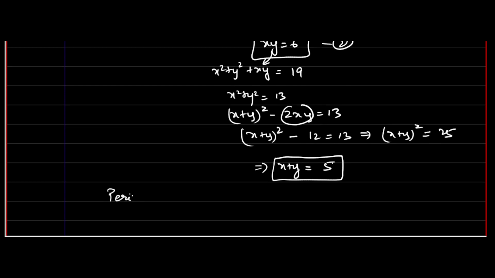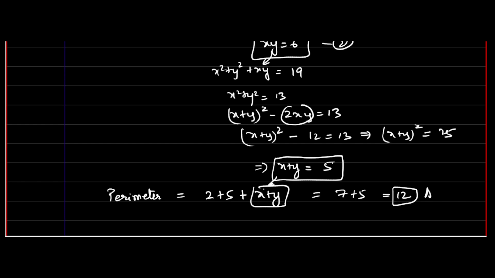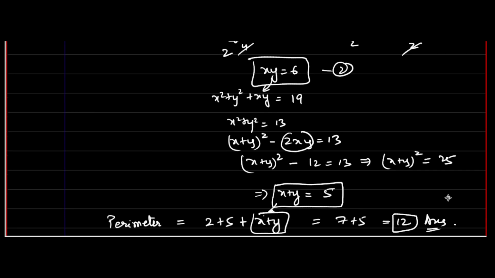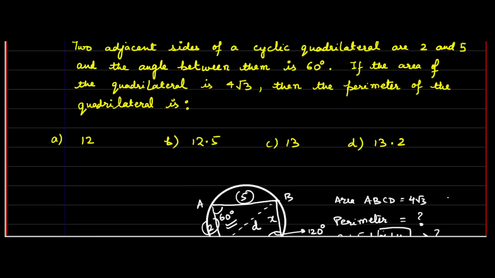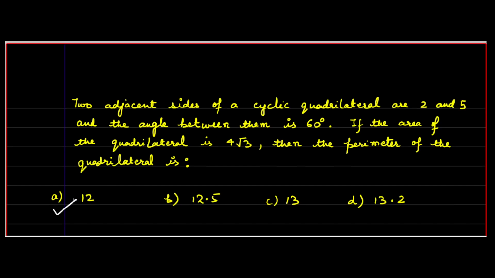So just a formality is remaining. The perimeter is 2 plus 5 plus x plus y, and we have derived the value of x plus y as 5. So this becomes 7 plus 5 equal to 12. This is our answer. Let's see which option is correct. So option A is correct.